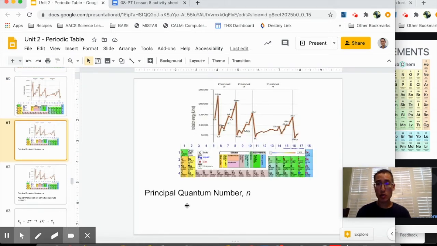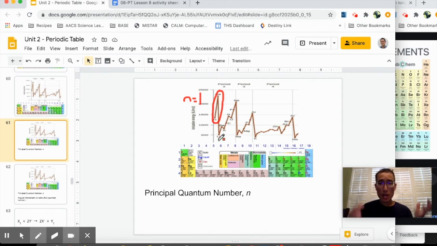Is called the principal quantum number. So the principal quantum number tells us that it's the number n, lowercase n. And if I have the outermost electrons in the first row, so for hydrogen and helium, this is principal quantum number 1. So n equals 1 for these two electrons, these two elements.